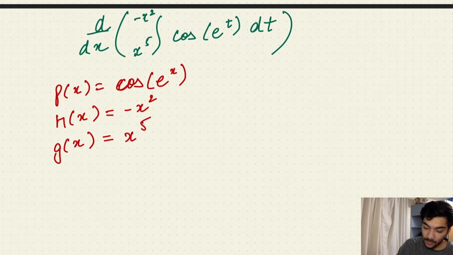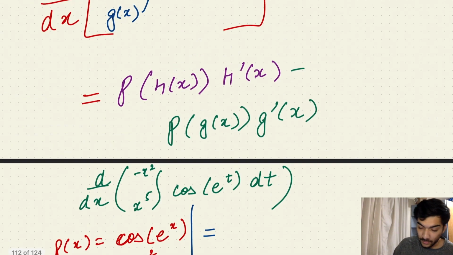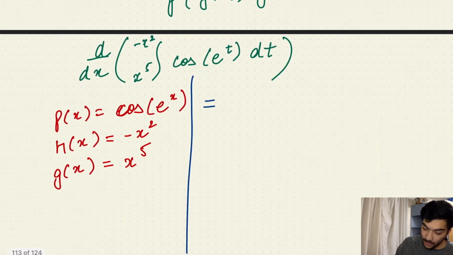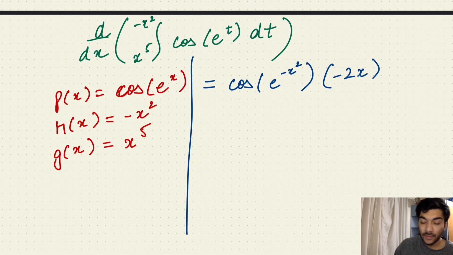So now let's calculate this derivative. As we know, we have to first plug the upper endpoint into the function, where our x will be changed to the value of the upper endpoint. So the first expression, which is f of h of x, would be cos of e to the power minus x square, right? And then we also know we have to calculate the derivative of the upper endpoint. The derivative of minus x square is minus 2x.